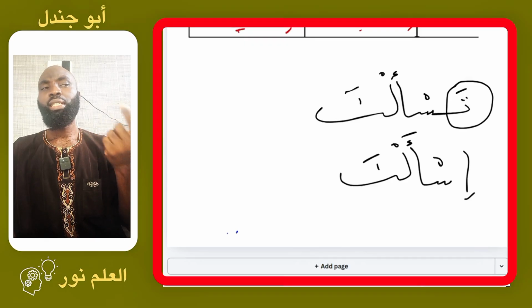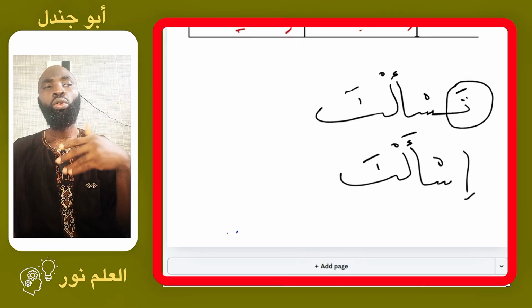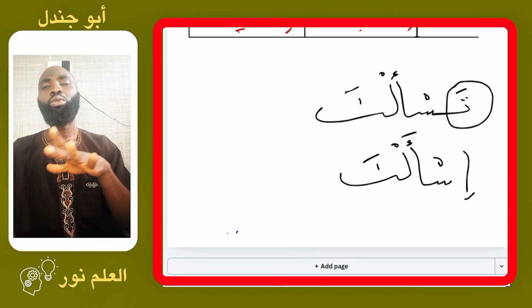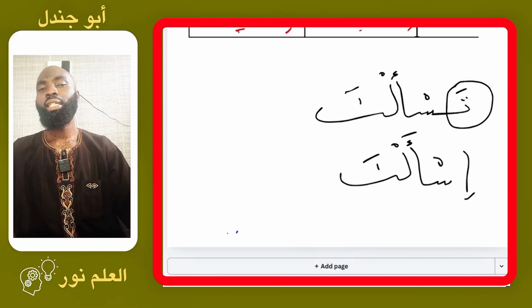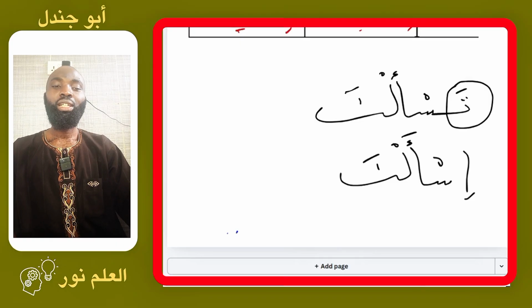So this formation of the command tense is used for all of the verbs. The only changes that will come are with some verbs whose second letters have kasra or damma. Those ones, there will not be any difficulty in it. When next we meet, we shall discuss further.